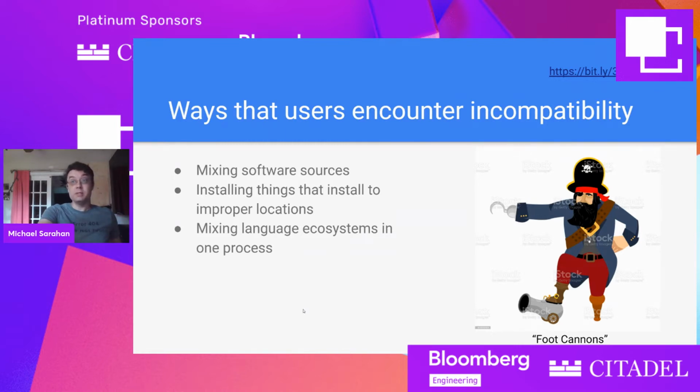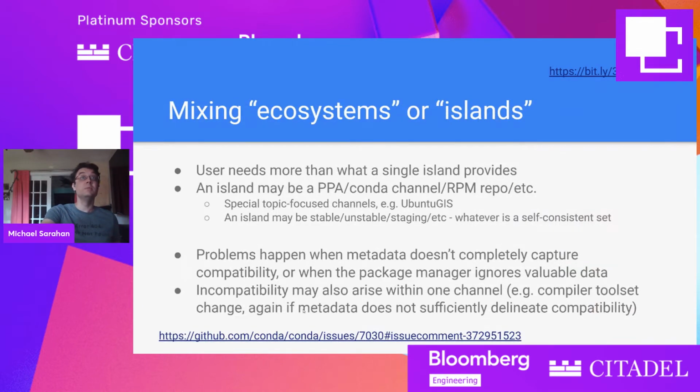So there's three main ways that I've seen users get shot in the foot by this, and people call shooting yourself in the foot. At Anaconda, we used to call it foot cannons, things that were potentially major problems. So these are three ways that people can see problems. If you mix ecosystems, then these are by definition places where people have followed different build practices. So they may have used different compilers, they may have used different flags, and all of these things are implicitly encoded in the standard practices for that island, but they often aren't encoded in the metadata.